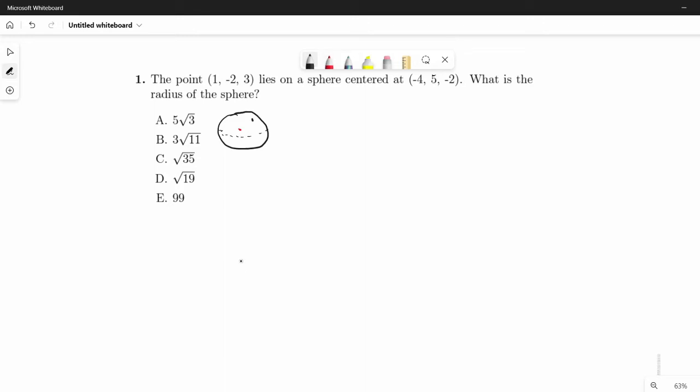As we know, the radius is defined as the distance between a point on the surface and the center. So we can just use the distance formula between these two points to get the radius. Let's say this is point A and point B. The square root of (1 minus -4) squared plus (-2 minus 5) squared plus (3 minus -2) squared. And all that would be our r, the radius.